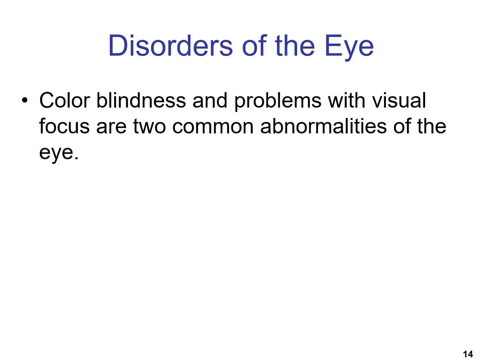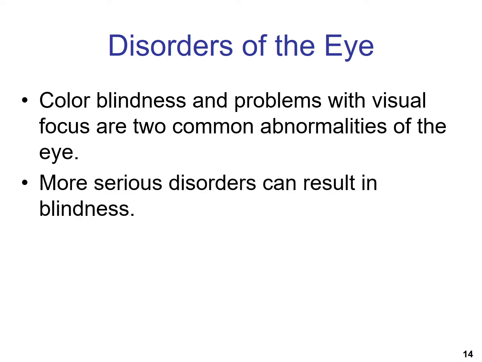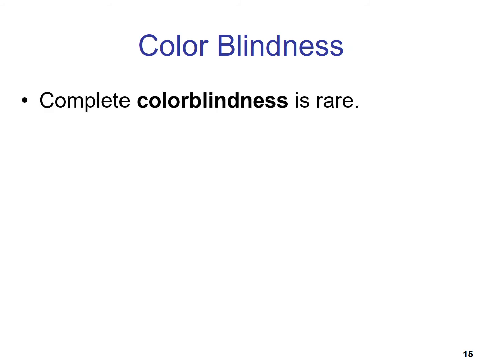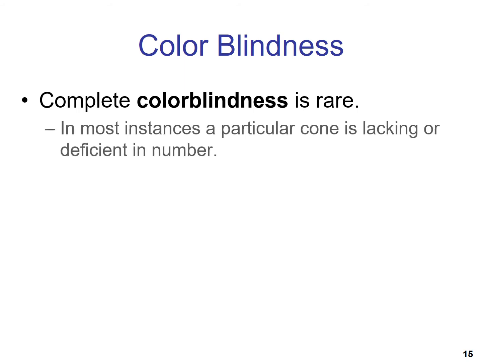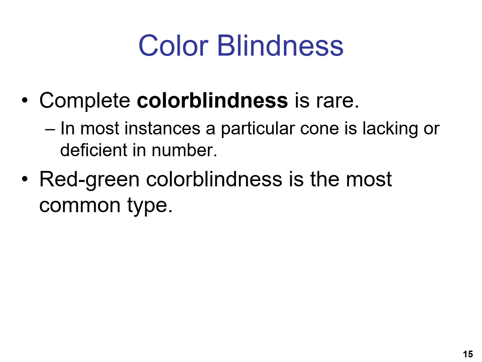Okay, disorders with the eye. Color blindness and problems with the focus of your vision are two common abnormalities of the eye. More serious disorders can result in blindness. So let's talk about color blindness first. The first thing to tell you is that complete color blindness is actually rare. In most instances of color blindness, remember that there were three types of cones, red, blue, and green. In most instances, you have a particular cone that is either lacking or deficient in number.